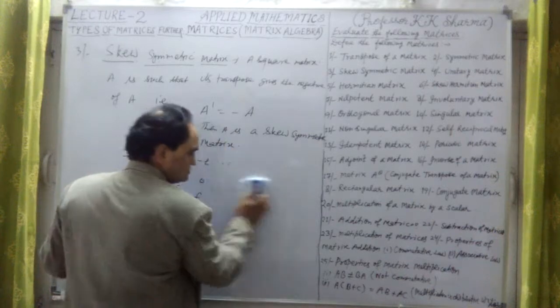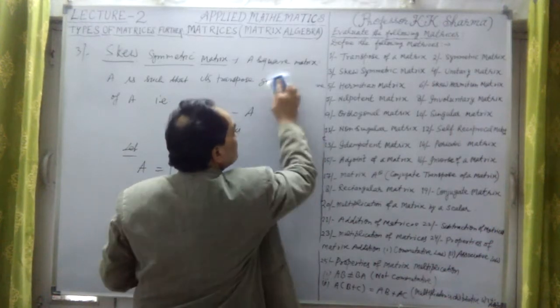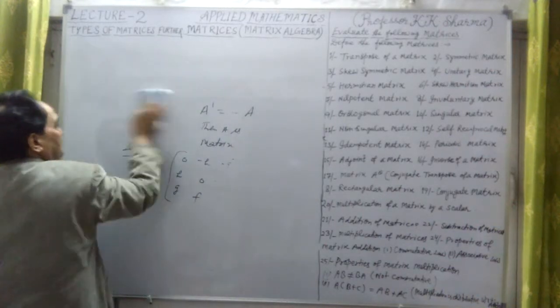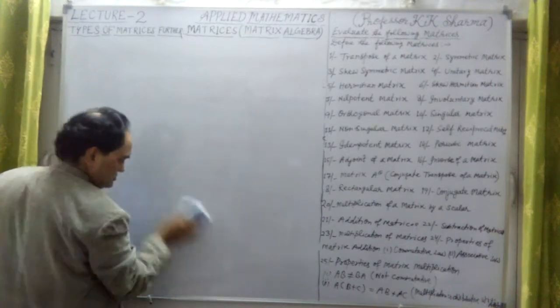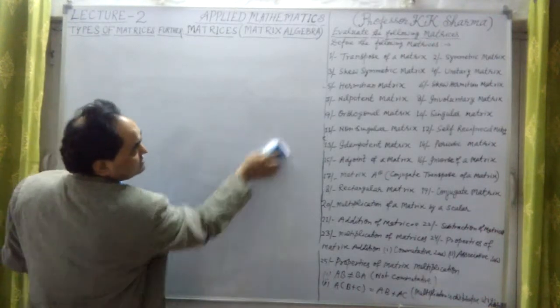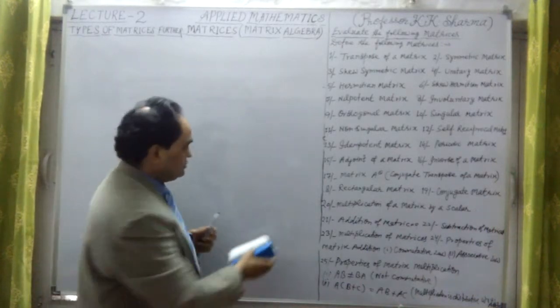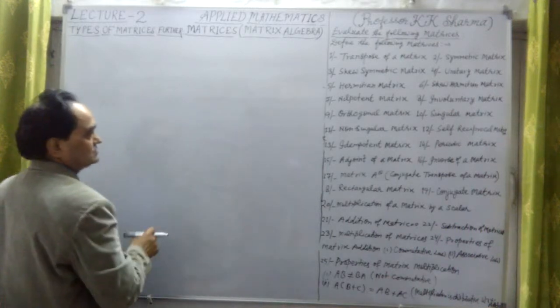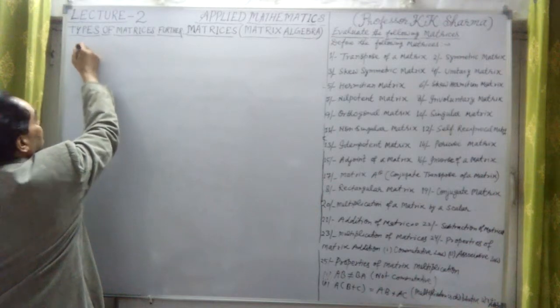Now let me talk about the fourth one. What is the fourth type? I think, unitary matrix. Yeah, unitary matrix. Now the fourth one is the unitary matrix. What is a unitary matrix? Let me talk about that. Unitary matrix. This is the fourth one.